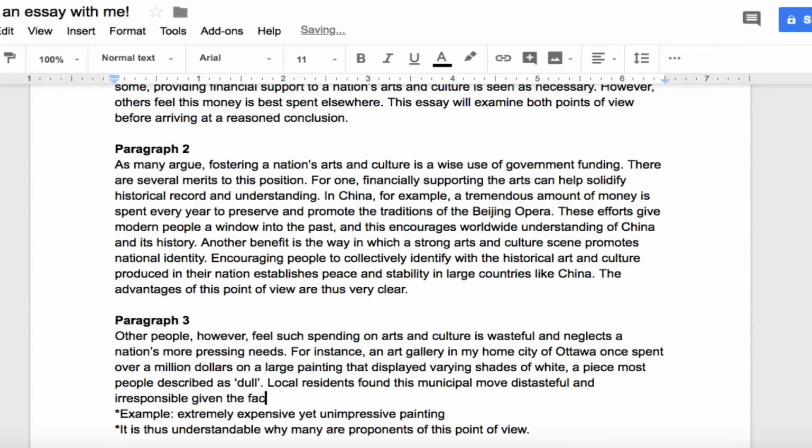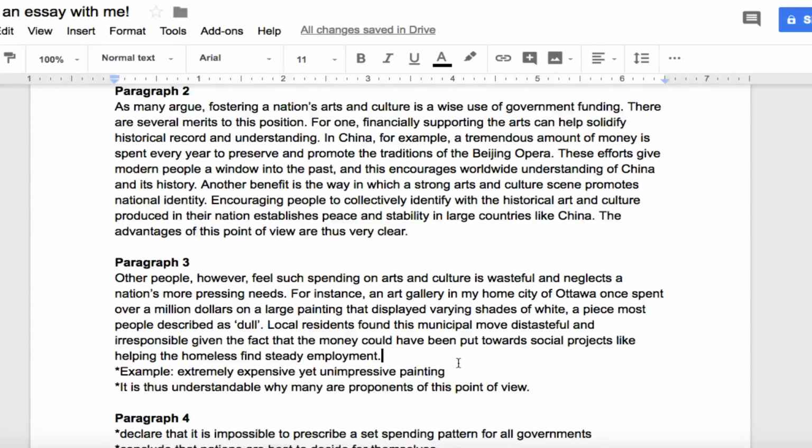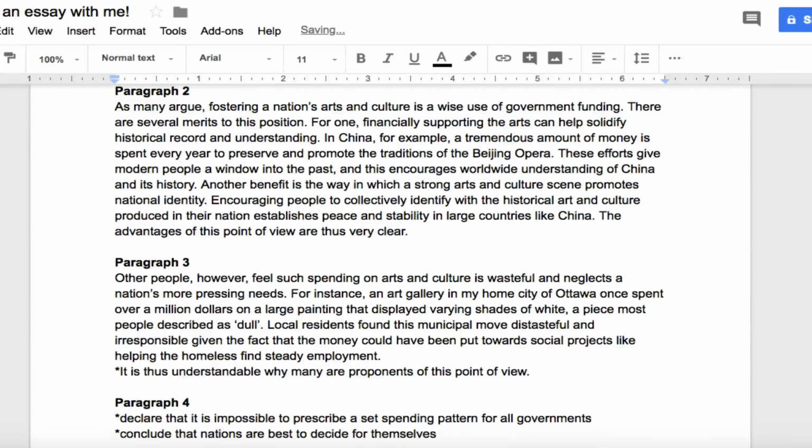So maybe given the fact that the money could have been put towards social projects like, and then just fill in the blank with anything really, like helping the homeless find steady employment. Okay, and then we can finish it there with this phrase. It is thus understandable why many are proponents of this point of view.